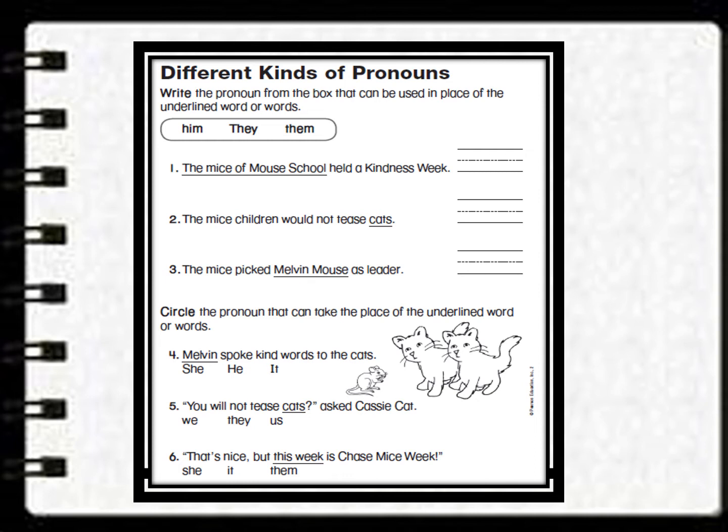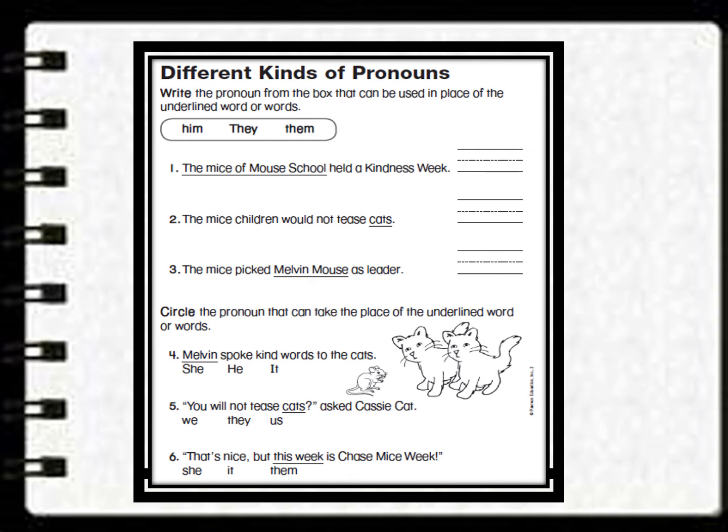The mice of Mouse School is the underlined words. And number 2. The mice children would not tease cats. Cats, the underlined word. And number 3, the mice picked Melvin Mouse as leader. Melvin Mouse is the underlined words.